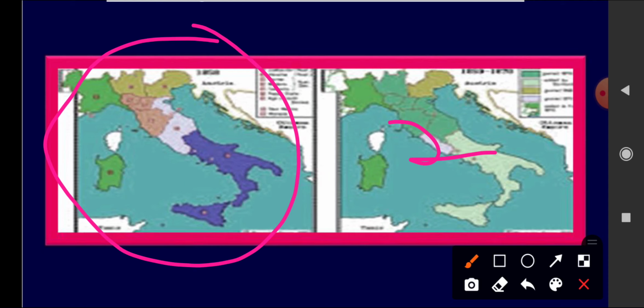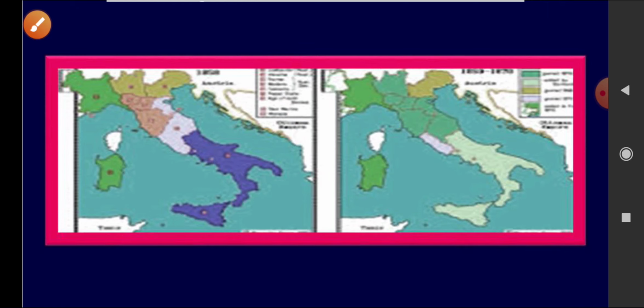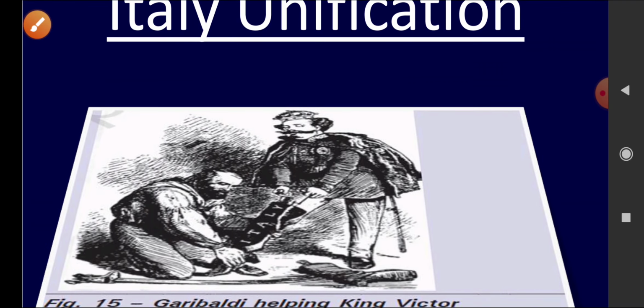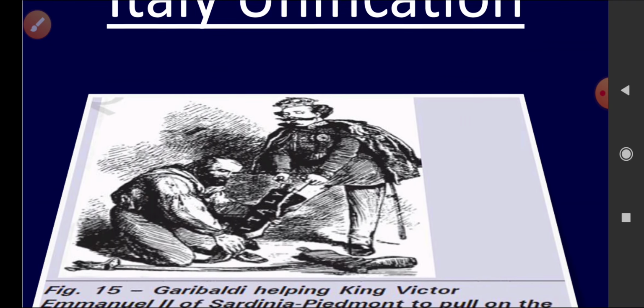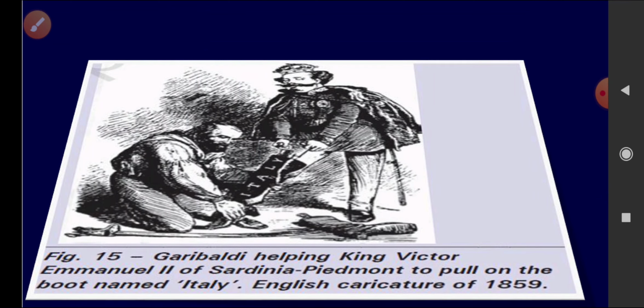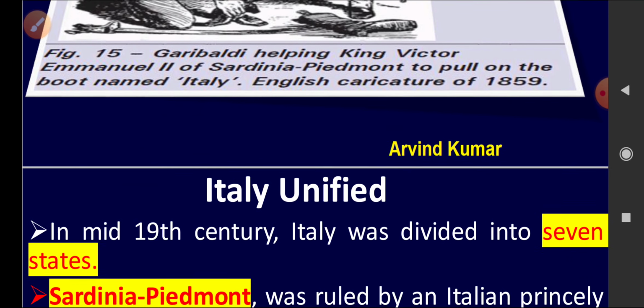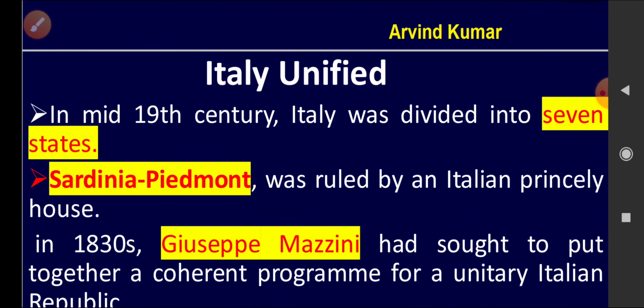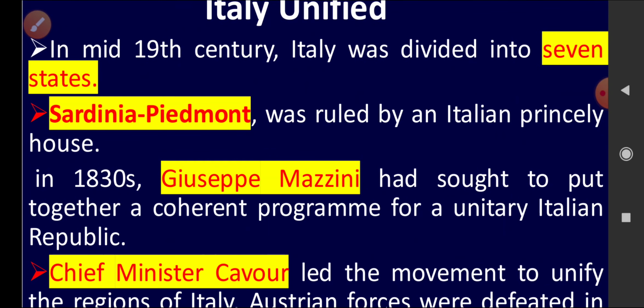So what was there in Italy? What happened in Italy? How did Italy unify? Let's see. This picture is of Italy. After discussion about the Italian unification, I will come back to this picture. That time you will be able to understand what is the meaning here. In the 19th century, Italy was divided into 7 states. There were 7 states in Italy.